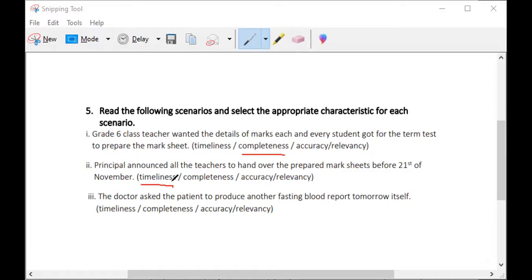Then the doctor asked the patient to produce another fasting blood report tomorrow itself. So he has already produced one and he's asked to produce another one. Maybe because the doctor can't take a decision with this one. Why are you taking another, two reports? Another means you have already sent one report. That's why the word another is coming there. So that is accuracy. To get the correct accuracy, the doctor is asking for several reports. Okay, we'll move to another type of question.